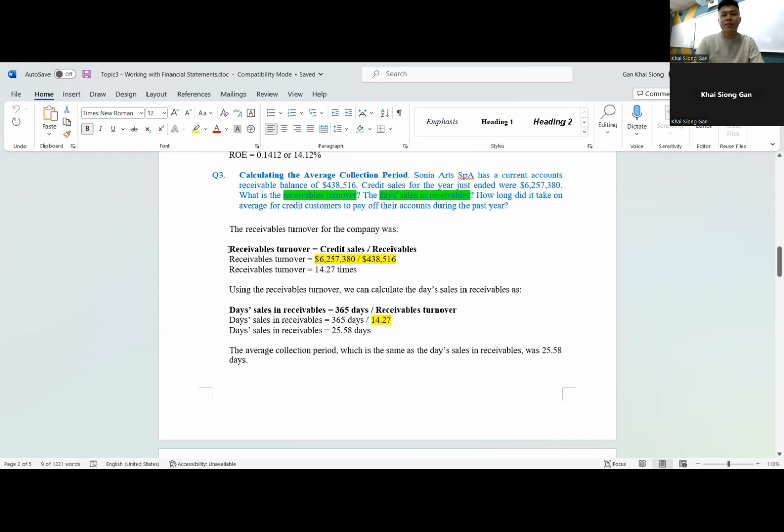How do you calculate the number of times? You use credit sales divided by receivables, the one covered in the slides just now. Once you get the number, remember this is the number of times, meaning how often you collect the money from the people who owe you money. Then we convert to day sales. How do you convert to day sales? You use 365 days divided by receivables turnover. Then you get 25.58. That means on average it takes about 26 days to collect the money back from the people who owe you money.